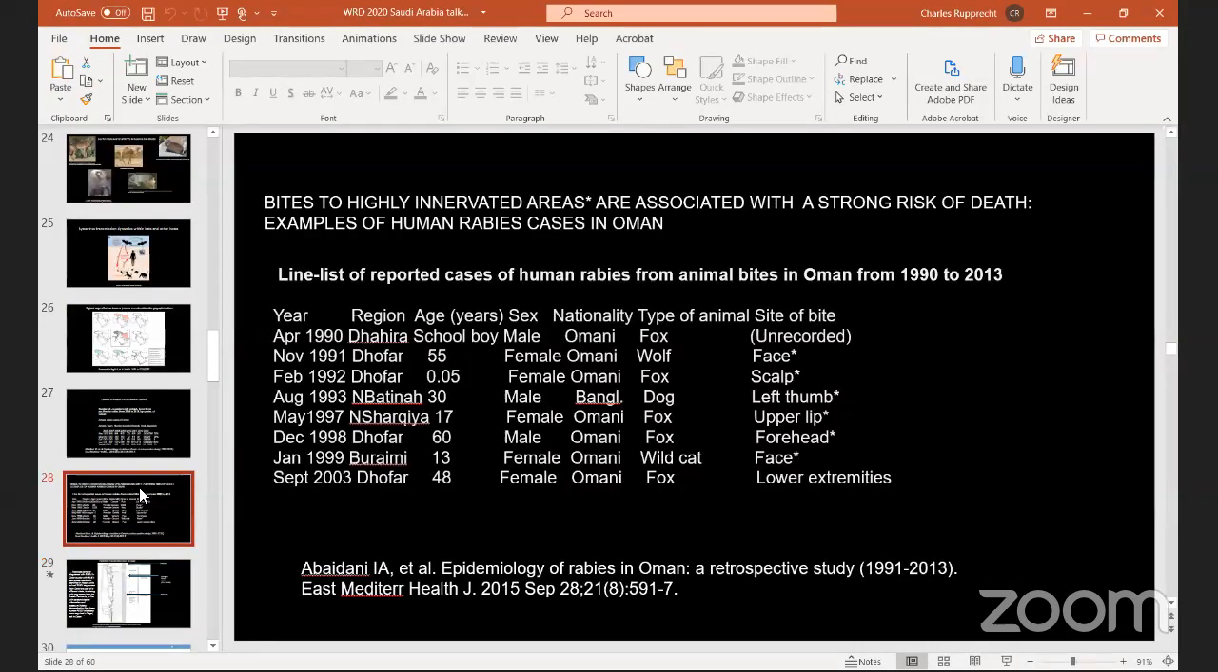In addition, since we know that wildlife can be important epidemiologically in this part of Oman, it's not surprising that when we look at the human cases that have been recorded, most of the cases have been recorded after wild rather than dog exposures. And in addition, these surveillance case series demonstrate the relatively high case fatalities when we've had exposure to highly innervated areas, particularly in the face and head. This is one of the reasons of concern after wolf bites, because bites from wolves have some of the highest case fatalities in rabies because of the way that these apex predators tend to bite deeply and multiply and severely about the face and head.